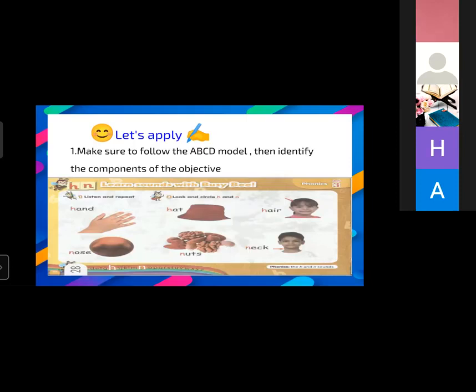So I think this model is very important to let our learners apply what they have already learned, not only to know some knowledge or some information, but to apply what they have already learned. Okay.